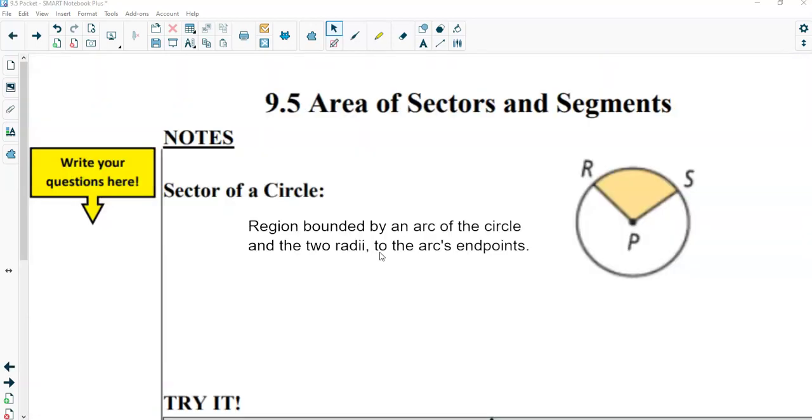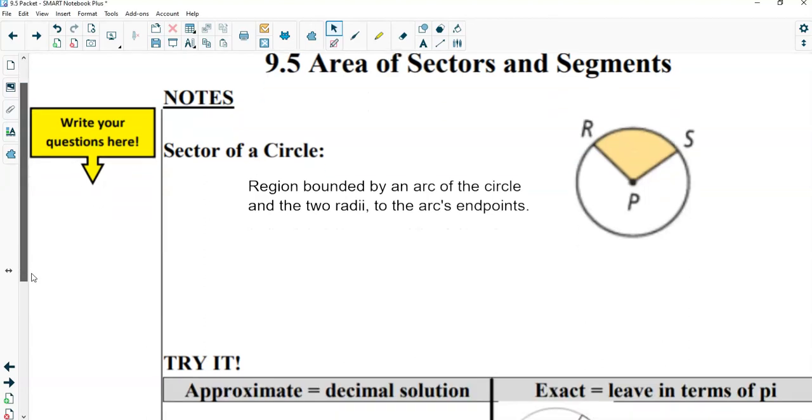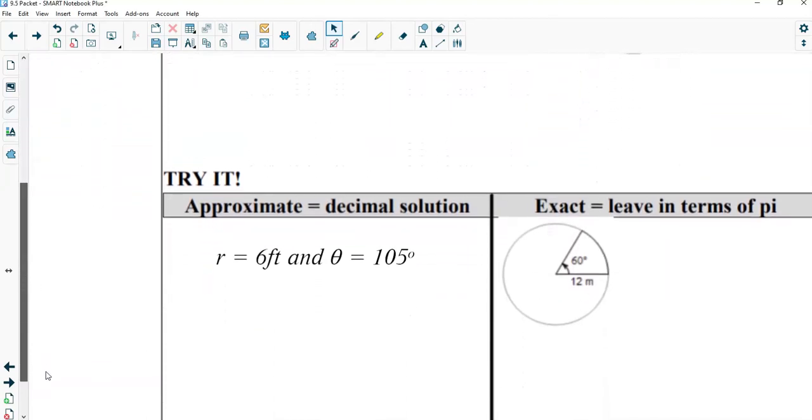Okay, so what is the sector of a circle? The sector of a circle is a region bounded by an arc of the circle and the two radii to the arc's endpoints right here. So this shaded area is called a sector of a circle. And we're going to be looking at how to find the area of a sector.